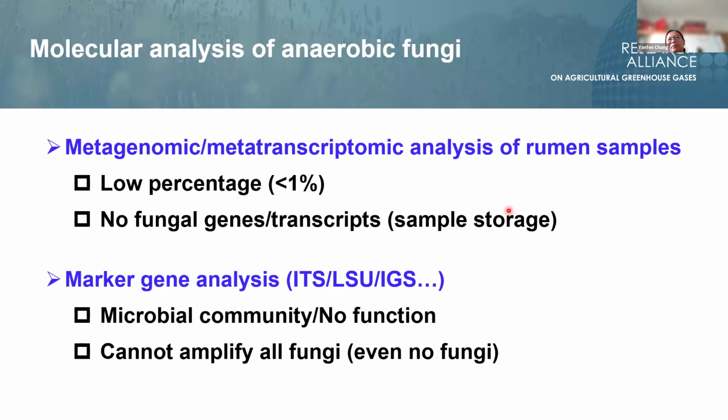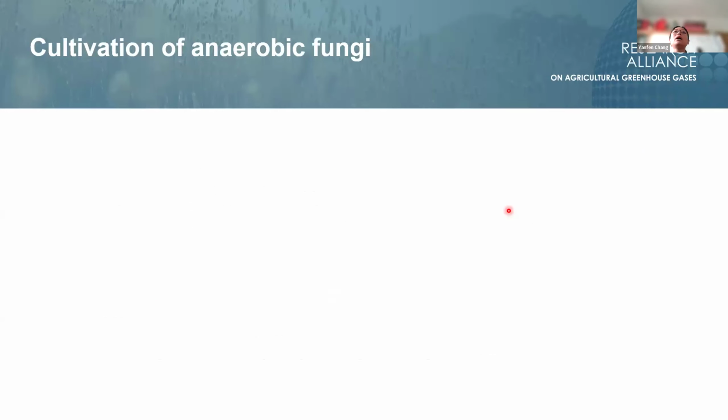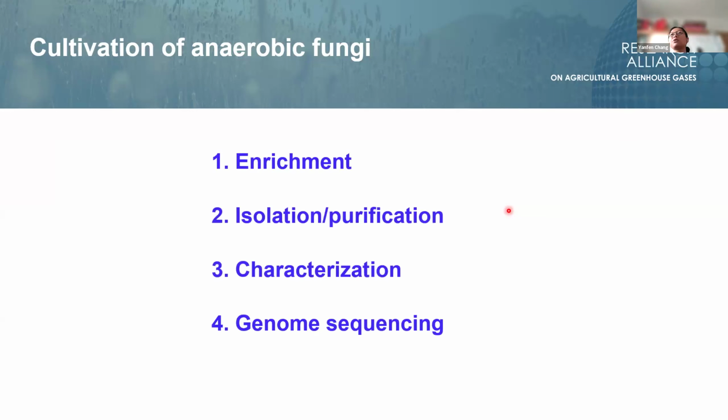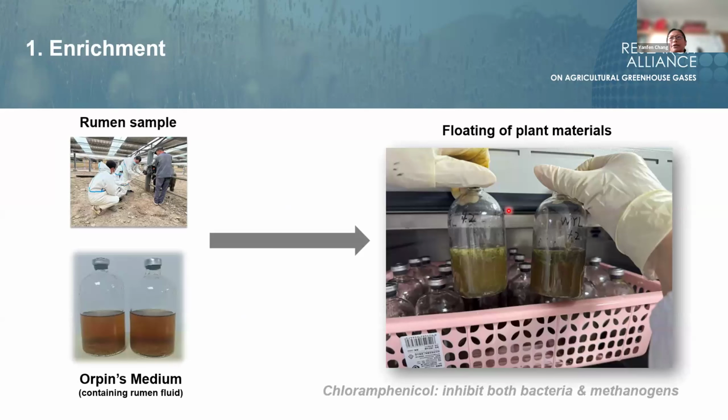So, for the cultivation of anaerobic fungi, it's very important for us to look into the function of these microbes in the rumen. And so I will introduce the cultivation of anaerobic fungi in these 4 parts. The first one is enrichment and isolation, purification, characterization, and also genome sequencing. So the first one is enrichment.